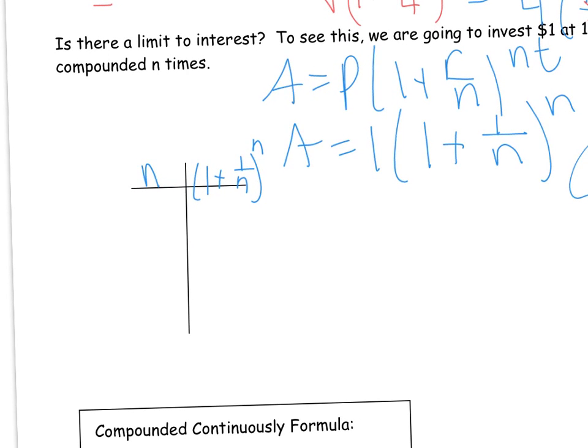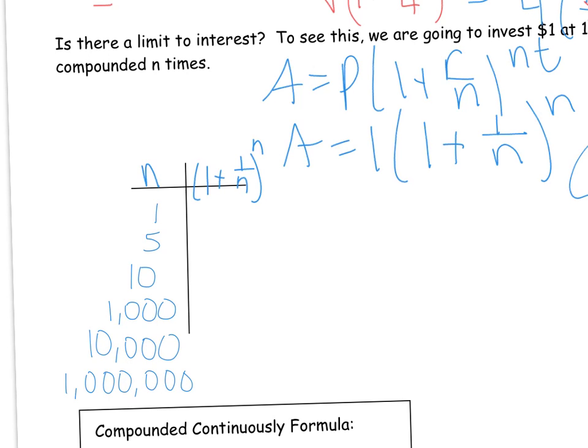I'm going to put in 1, I'm going to put in 5, I'm going to put in 10, I'm going to jump to, I don't know, 1,000. Jump to, well, just go 10,000. And then go 1,000,000. So this means I am compounding it 1,000,000 times per year. Well, let's start with the 1.